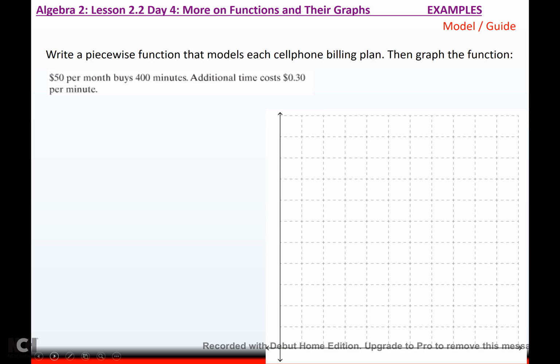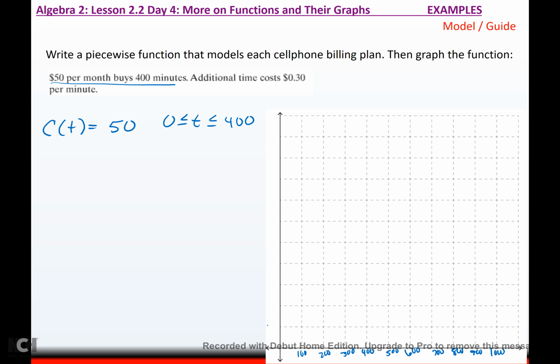So it says, write a piecewise function that models each cell phone billing plan, then graph the function. So $50 a month buys 400 minutes. That means that the cost of your plan is $50 as long as your time stays between 0 and 400. So let's go by hundreds. 100, 200, 300, 400, 500, 600, 700, 800, 900, 1,000 minutes. And what's our price? We got $50.